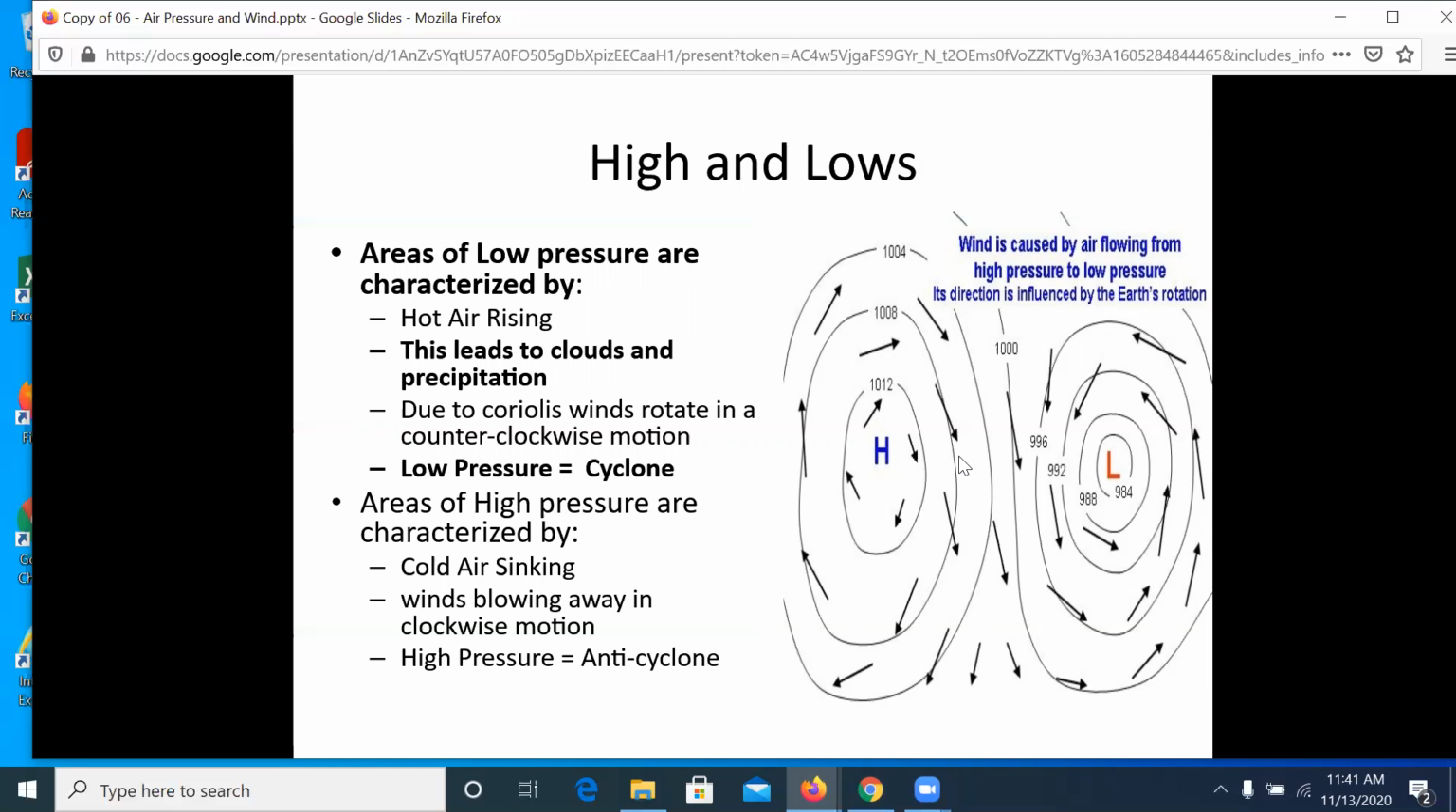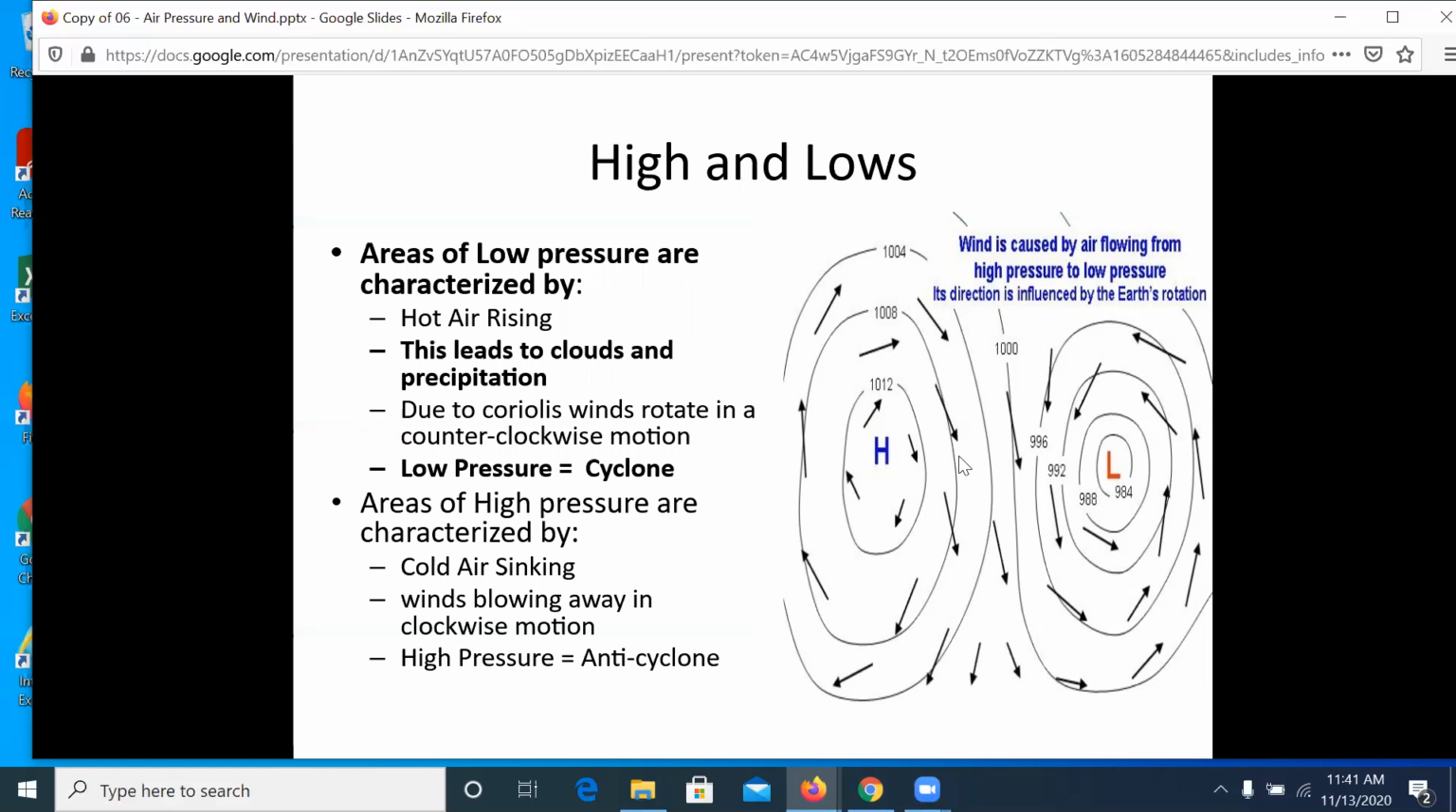And due to the Coriolis effect, winds rotate in a counterclockwise motion. This low pressure system can cause a cyclone, which is a tornado. So if you get extreme areas of low pressure, you might get a tornado.